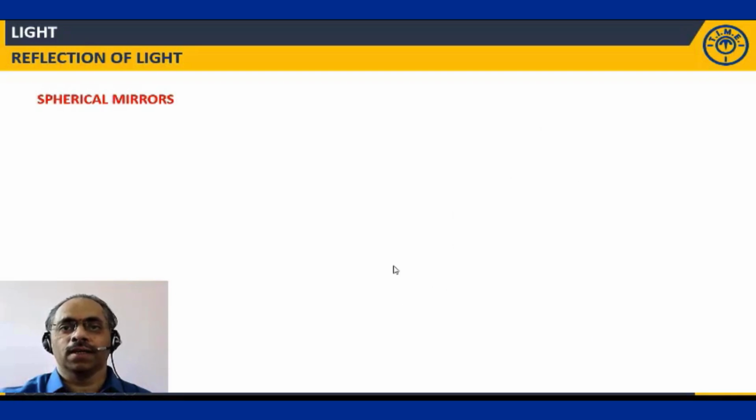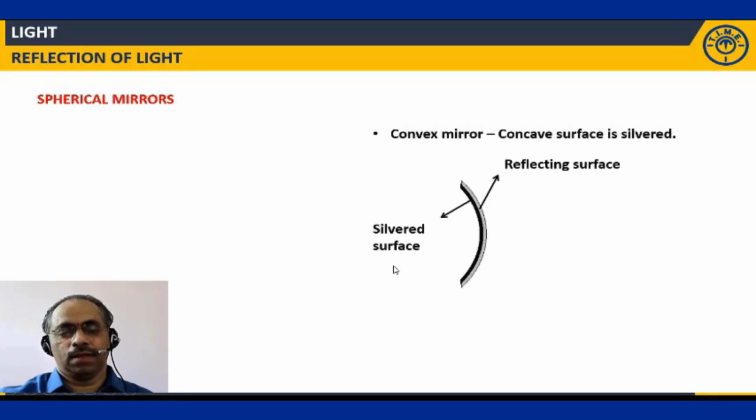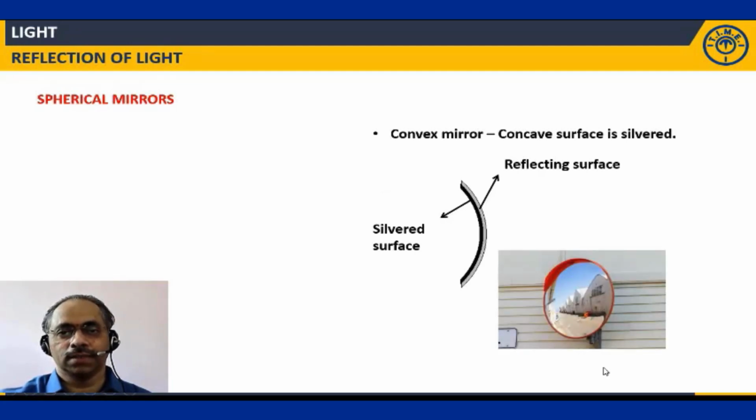Now let us look at a convex mirror. In the case of a concave mirror, the bulged out portion was silver coated. Now if you silver coat the bulged in portion, the concave portion, the bulged out portion or convex portion will be the reflecting surface. Such a mirror you will call a convex mirror. One example is something like this, which is placed at the crossroads of a road.